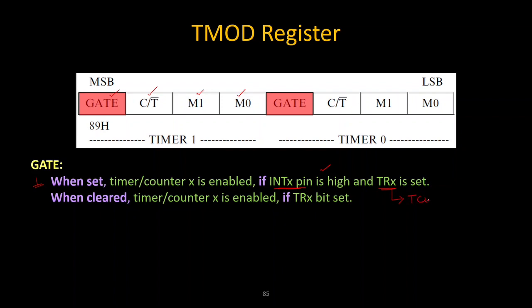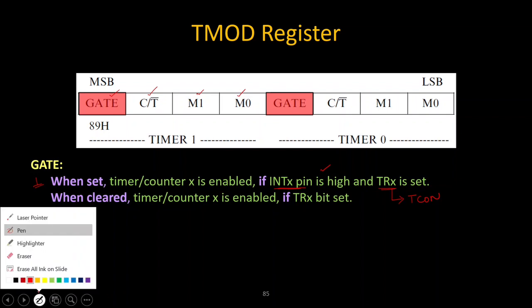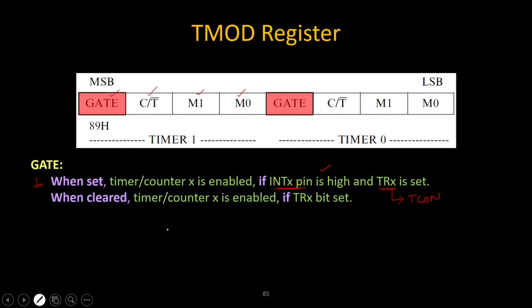We will understand what the TCON register is also. With the TCON register, we can set the value of TR. It is generally a small value, and we can see one by one how to give it. So while using gate, your interrupt pin should be high and your TR should be set, so that your counter or timer operates. When this TR bit of your TCON register is set.